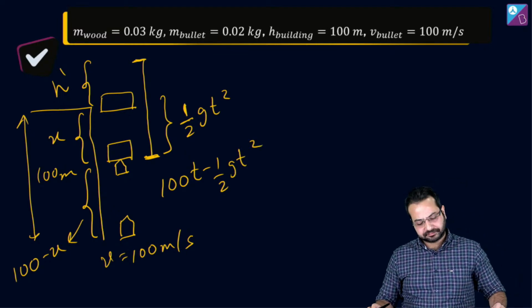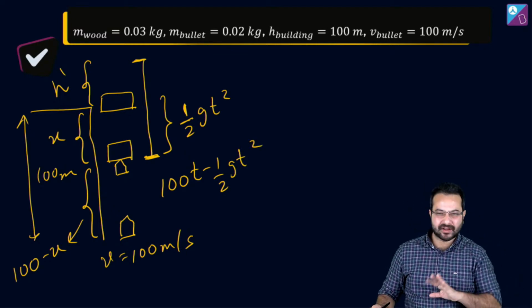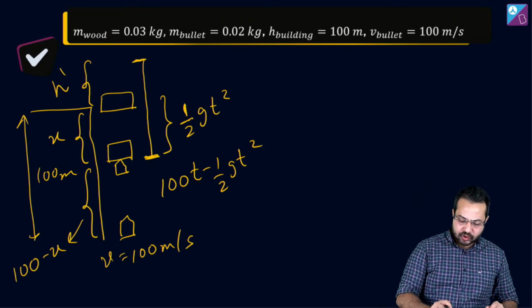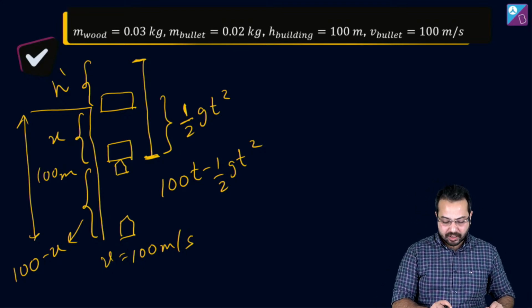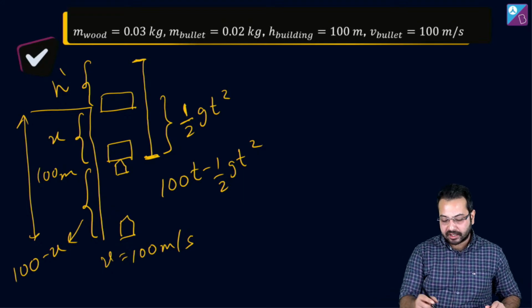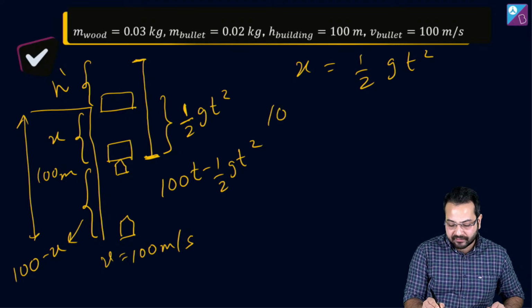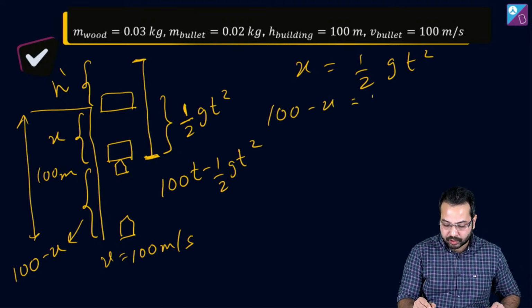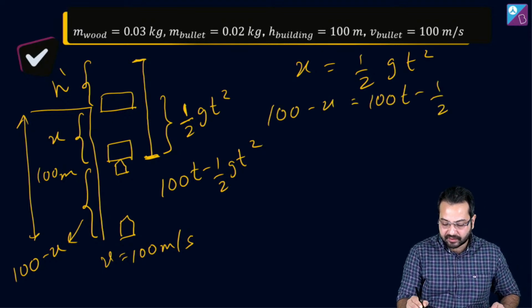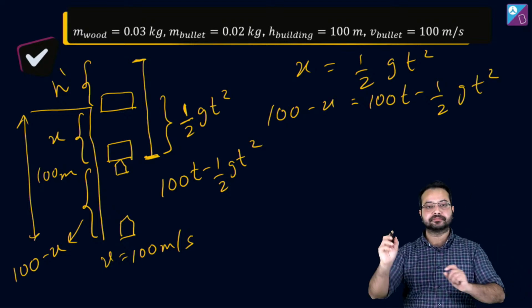Do you agree? Okay, s is equal to ut plus half gt square. You know how to manipulate this. So this is going to become 100t minus half gt square. Is that correct? So what do I have? I have x is equal to half gt square, and I have 100 minus x is equal to 100t minus half gt square. Is that correct?